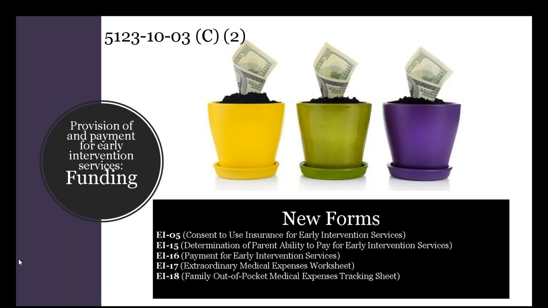Private insurance, and that is the family's private insurance, Aetna, oh my goodness, Medical Mutual, those types of insurances. Public insurance, which is your Medicaid. Parent cost participation, which is parent out of pocket. And then the department, which is the PCOR funding. So those are your five funding sources that need to be looked at.